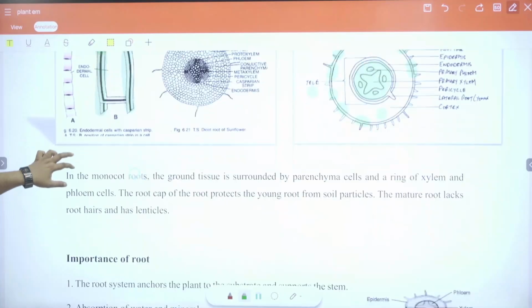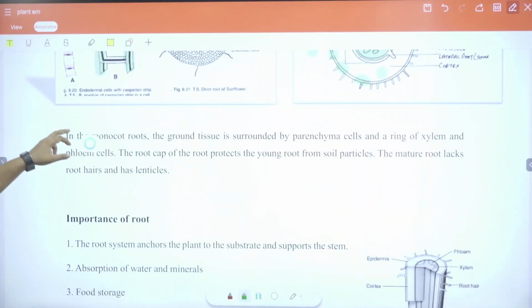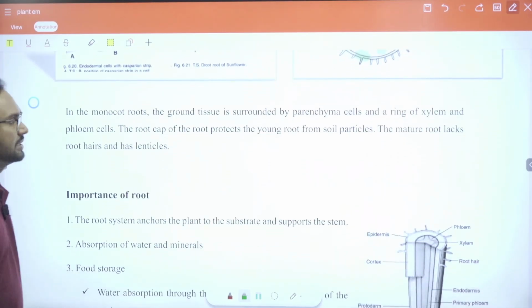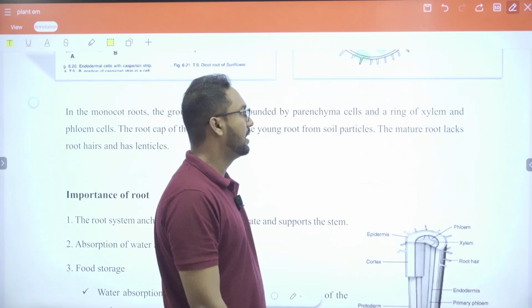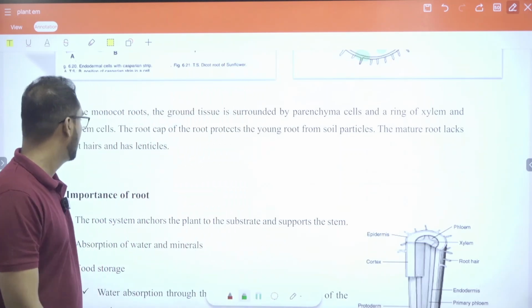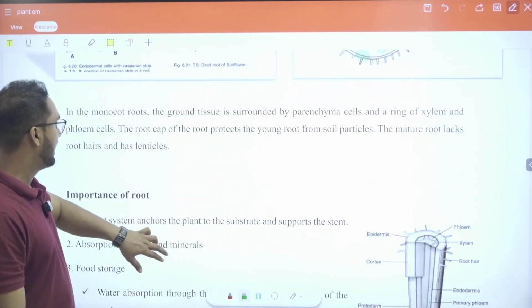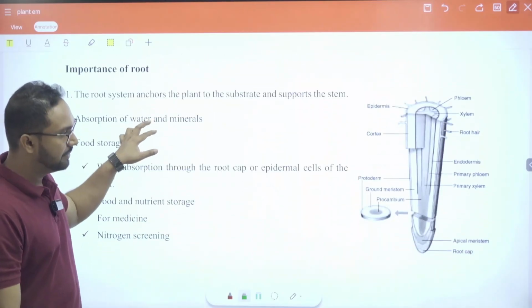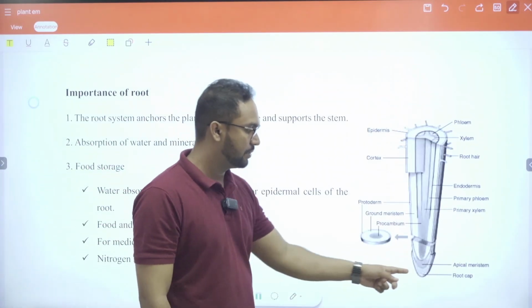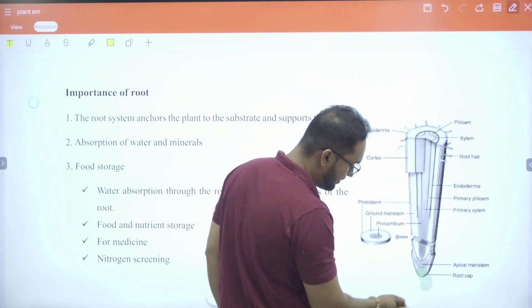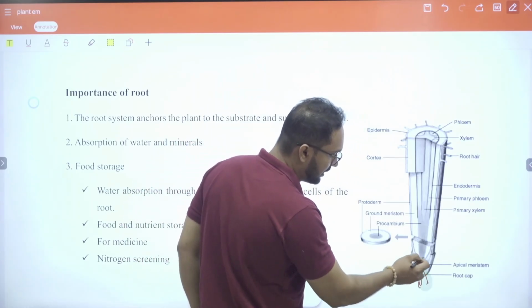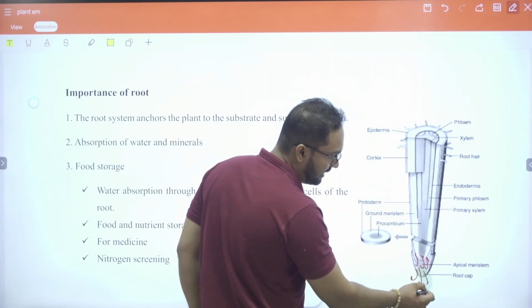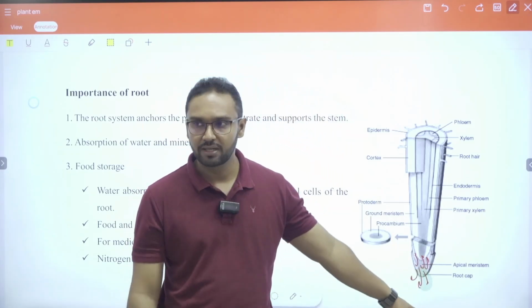Right. In the monocot roots, the ground tissue is surrounded by parenchyma cells and a ring of xylem and phloem cells. The root cap of the root protects the young root from soil particles. The mature root lacks root hair and has lenticels, right? මෙන්න මේ root එකේ තියෙන root cap එක. ඒ root cap එකෙන් දෙපැත්තට තමයි cells divide වෙන්නේ. එළියටත් cells divide වෙනවා. ඇතුළටත් cells divide වෙනවා. එළියට divide වෙන cell එක තමයි soil එකට resist වෙන්නේ.